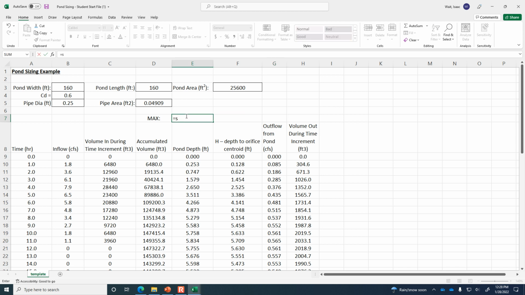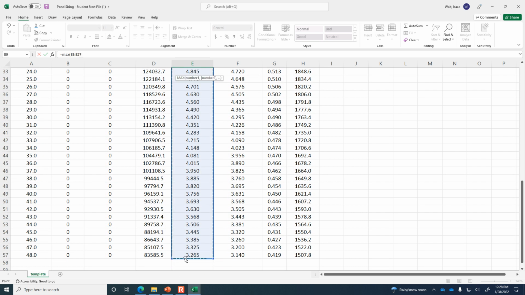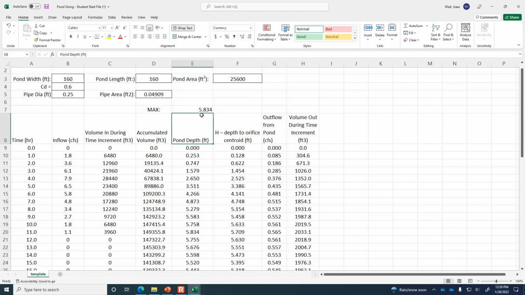So I'm going to do equals, not sum, max. If you do this, it's going to return the maximum value inside of that range. And so it's telling me that the maximum pond depth it sees is 5.8. And then I'll do that same max function over here for the outflow. And now the goal seek maybe is a little bit easier.